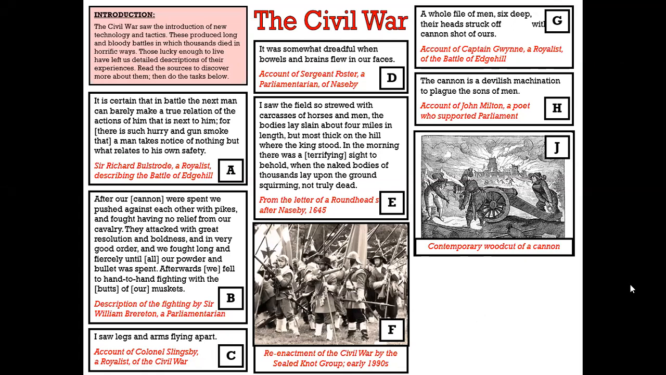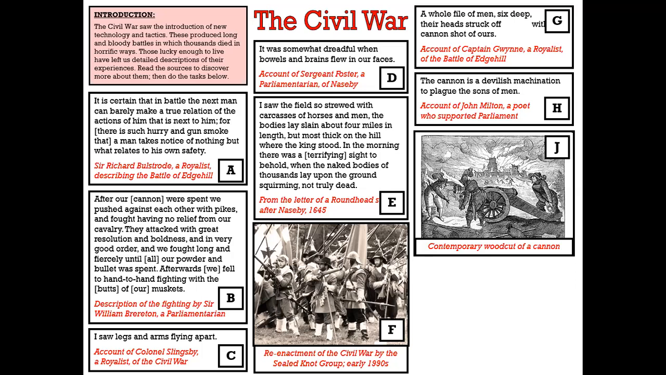A Roundhead soldier, that should say soldier, I do apologise, after Naseby in 1645 said the following: I saw the field so strewed with the carcasses of horses and men, the bodies lay slain about 4 miles in length, but most thick on the hill where the king stood. In the morning there was a terrifying sight to behold, when the naked bodies of thousands lay upon the ground squirming, not truly dead. And you begin to get a feel for what warfare is actually like. This is a terrifying vision.